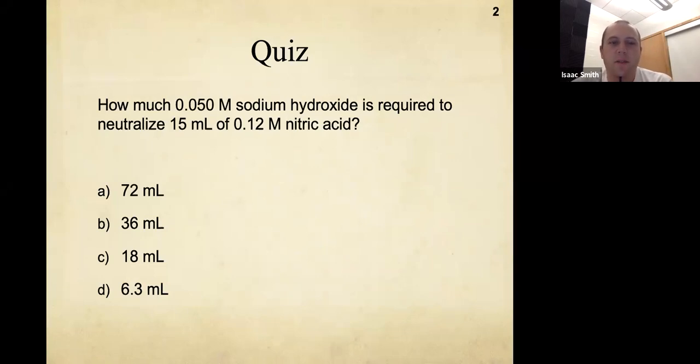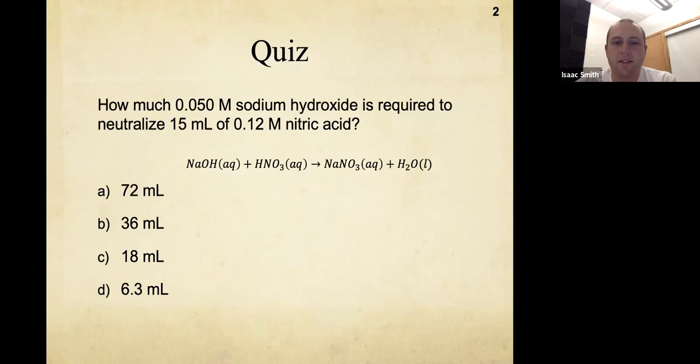Okay, so this is how much sodium hydroxide is required to neutralize a 0.12 molar nitric acid solution. This can be similar to what we did in the last lecture. So first you want to write out the chemical equation, make sure it's balanced. You're then just going from volume of sodium hydroxide or volume of nitric acid. So this would be like our A, and then we're going over to volume of B. Okay. And yeah, should be pretty straightforward using that.